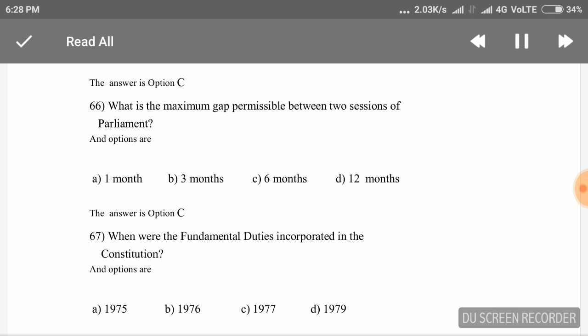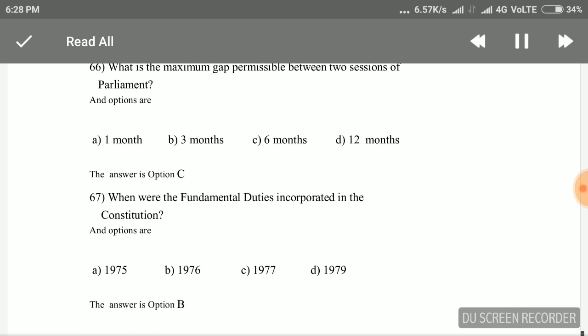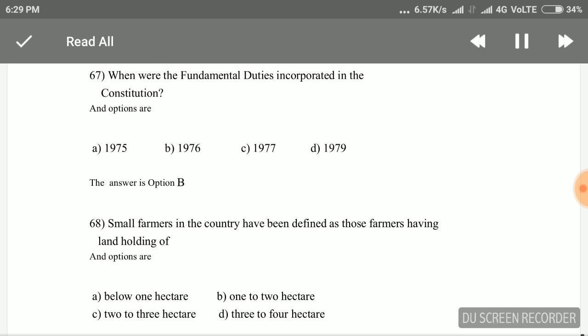67. When were the fundamental duties incorporated in the Constitution? And options are A. 1975, B. 1976, C. 1977, D. 1979. The answer is option B.